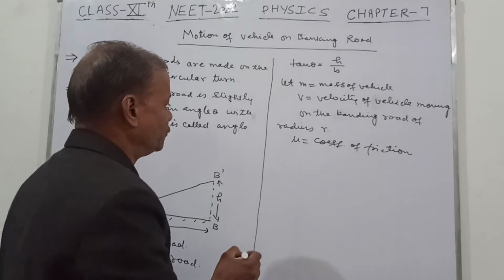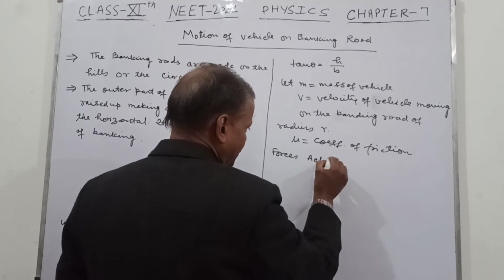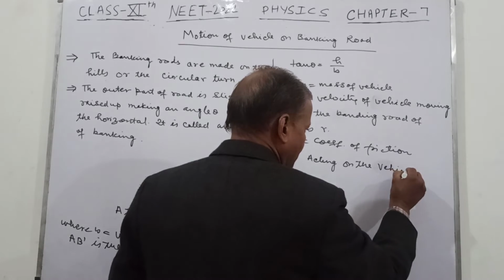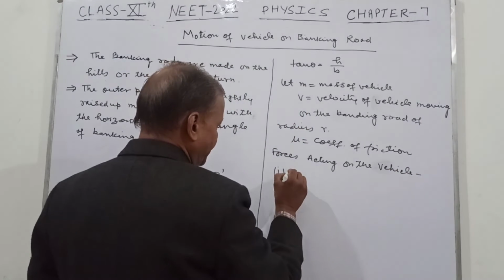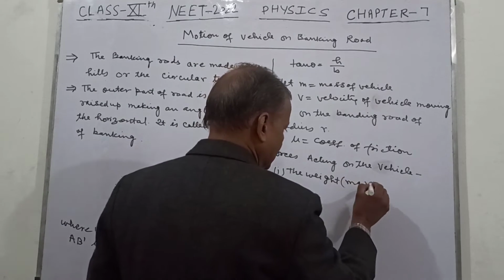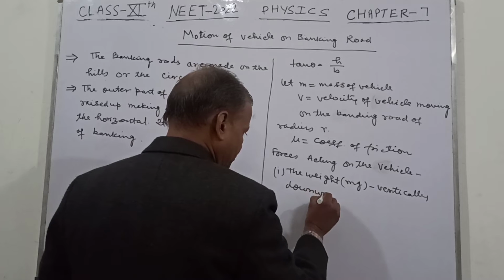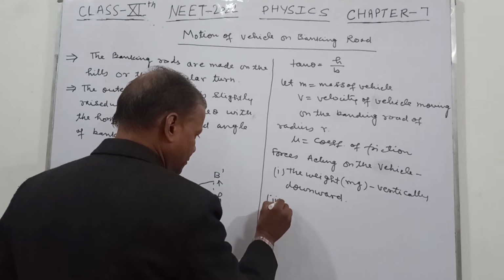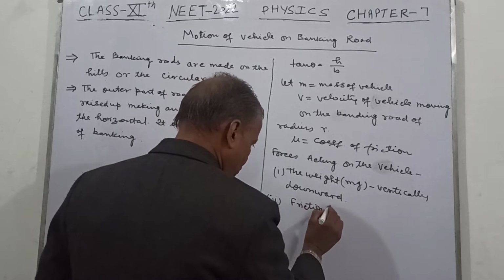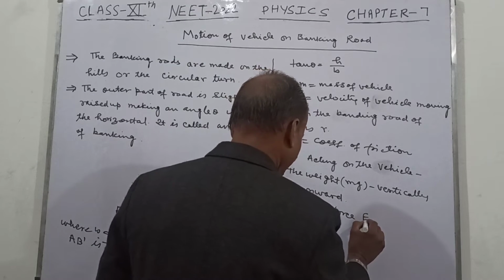So now let us have the forces acting on the vehicle. Which are these? Number one, the weight mg. This is vertically downward. Second, the frictional force, Fr.